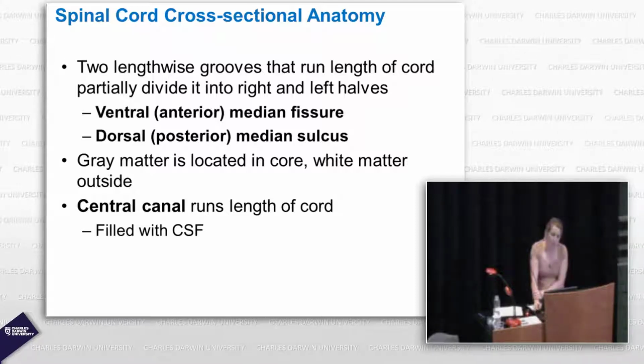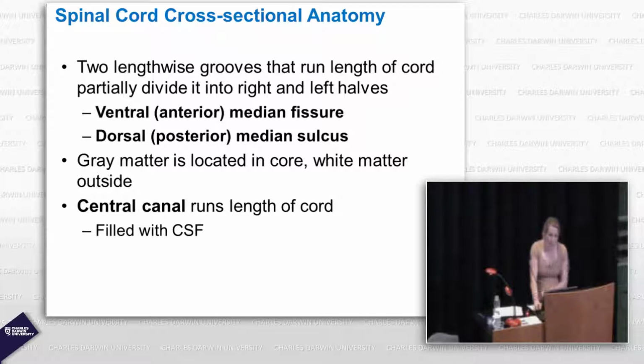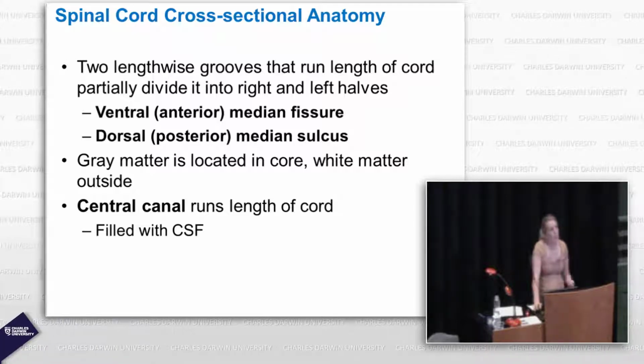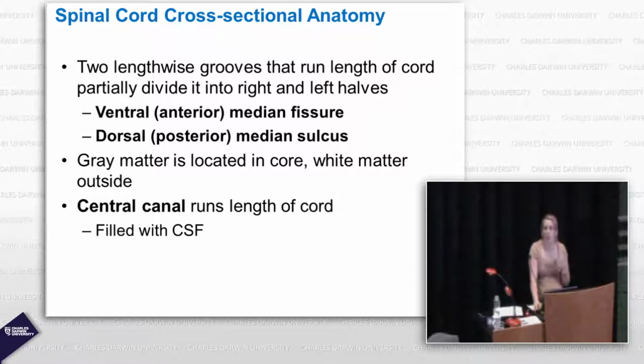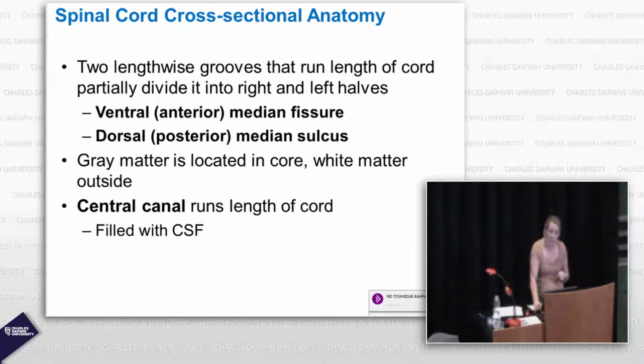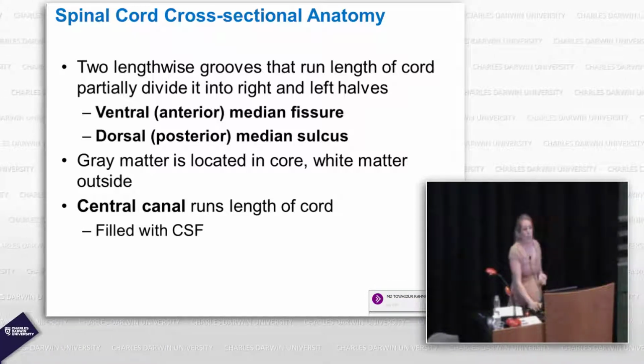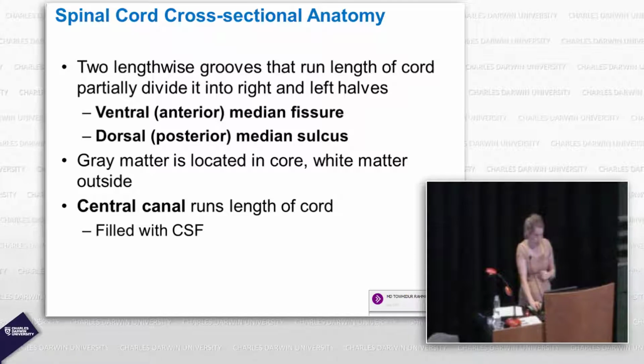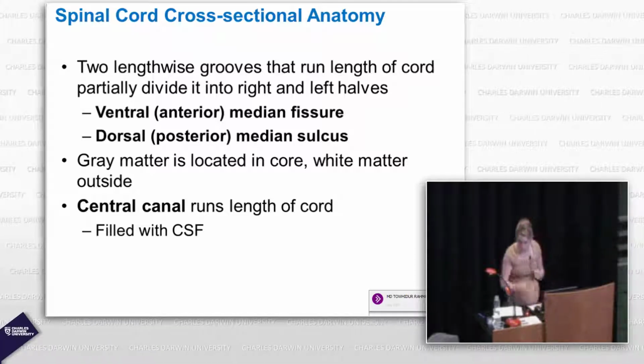Grey matter is in the core of the spinal cord and white matter on the outside, and it takes a really distinctive shape throughout the length of the spinal cord. And finally, right in the middle of the spinal cord is a canal, and it's filled with cerebrospinal fluid, which we'll talk about the function of a little bit later.